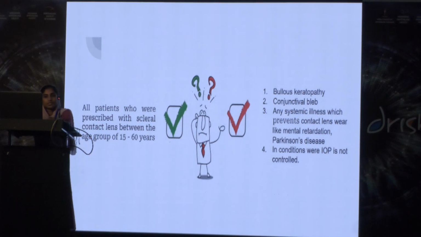The inclusion criteria of the study were all patients who were prescribed scleral contact lenses between the age group of 15 to 60 years. Patients with bullous keratopathy, conjunctival bleb, any systemic illness which prevents contact lens wear like mental retardation or Parkinson's disease, or in conditions where IOP is not controlled were excluded from the study.